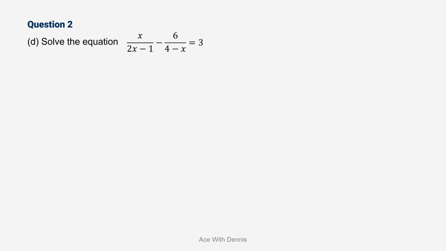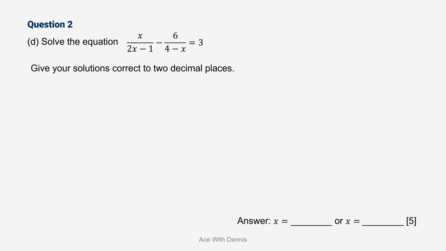D. Solve the equation x over 2x minus 1 minus 6 over 4 minus x equals 3. Give your solutions correct to 2 decimal places. 5 marks. So given this equation, the first thing I want to do is change this minus sign here to become a plus sign.